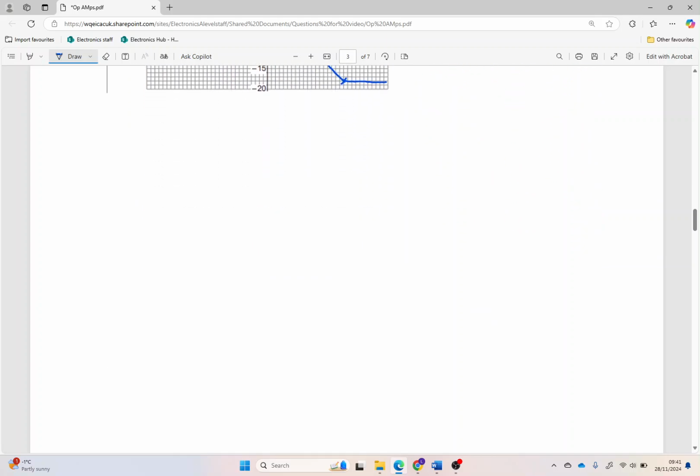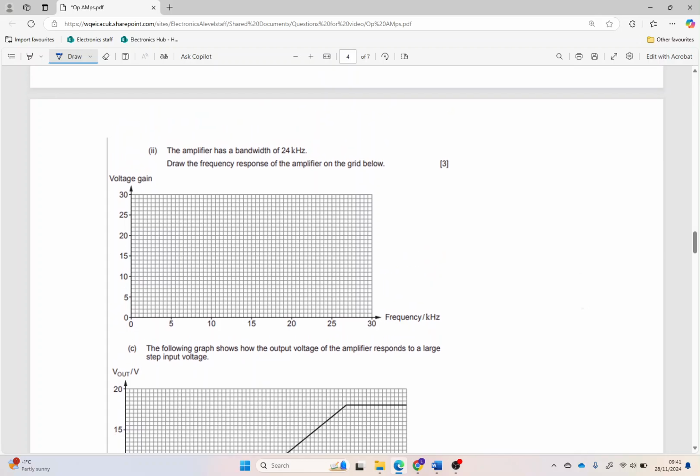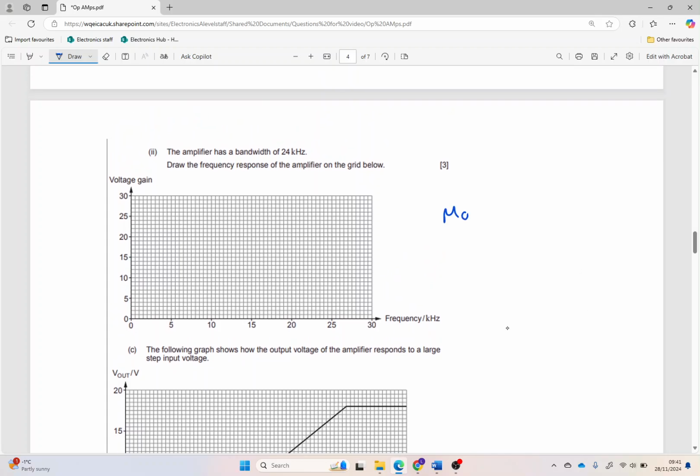We've got just two more. We've got another bandwidth response graph. We're told that if we carry on from our maximum gain, it was 20. So at the bandwidth point, we're going to have 0.7 of 20, which is going to be equal to 14. And at 24, there is my 24. And I'm looking for 14 at that point. So there's 40.